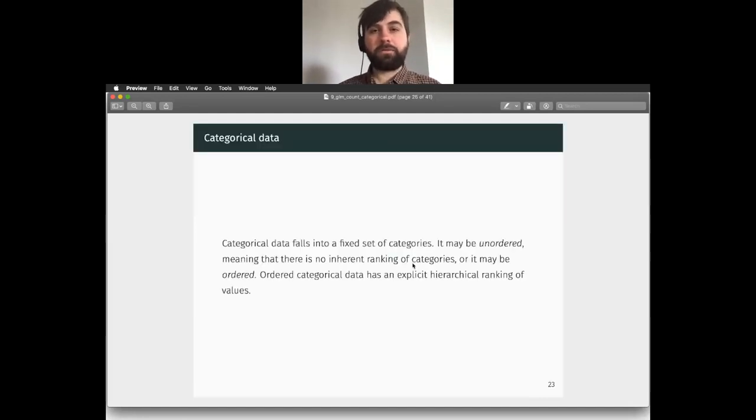All right, categorical regression, right? So categorical data, but we've seen binary data. Binary data is implicitly categorical, where it takes on a value of true or false, or one of two categories. Lots of things fall into binaries. But categorical data falls into a fixed set of categories, right? We often describe this as K categories. So it could be more than two choices, right? It could be unordered, meaning that there's no inherent ranking of the categories, or it could be ordered, right? And ordered categorical data has some explicit hierarchical ranking of values, right?